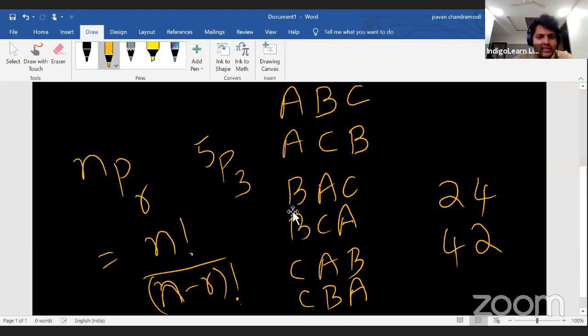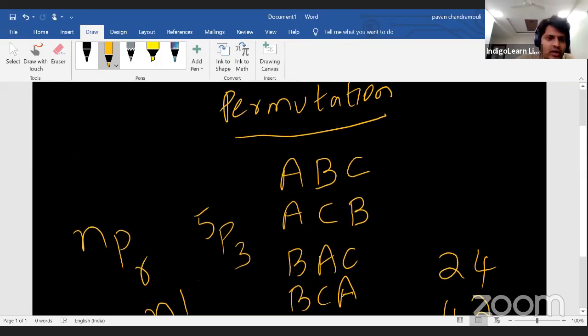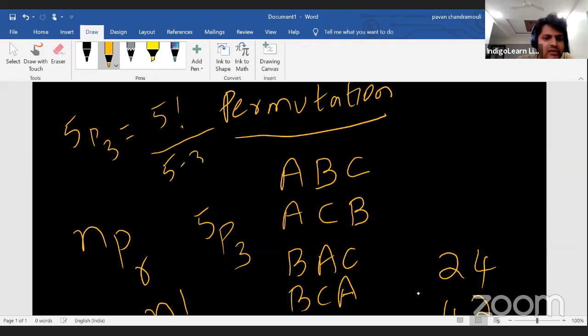So let's test it with 5p3, guys. When I have 5p3 and apply the formula of NPR, n factorial, that is 5 factorial by 5 minus 3 factorial. All of you know 5 minus 3 is 2. So ultimately we'll end up having this computation as 5 factorial by 2 factorial.